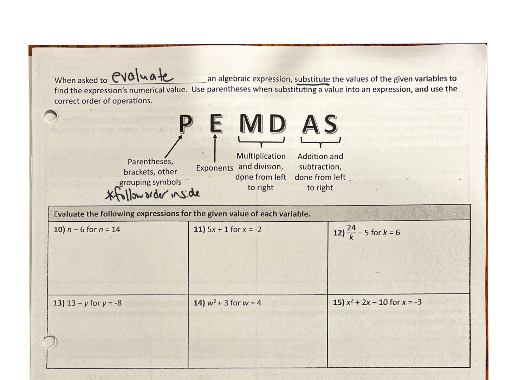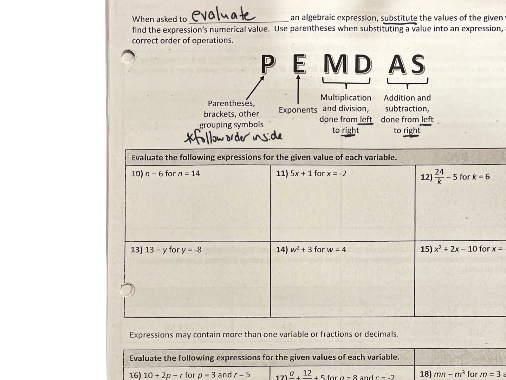Okay, and then E is taking care of any exponents. Then multiplication and division, we want to make sure that we're always doing that from left to right. And then with addition and subtraction as well, from left to right. So just because M comes first in PEMDAS does not mean that multiplication always comes first in our problem. Let's look at our first example.